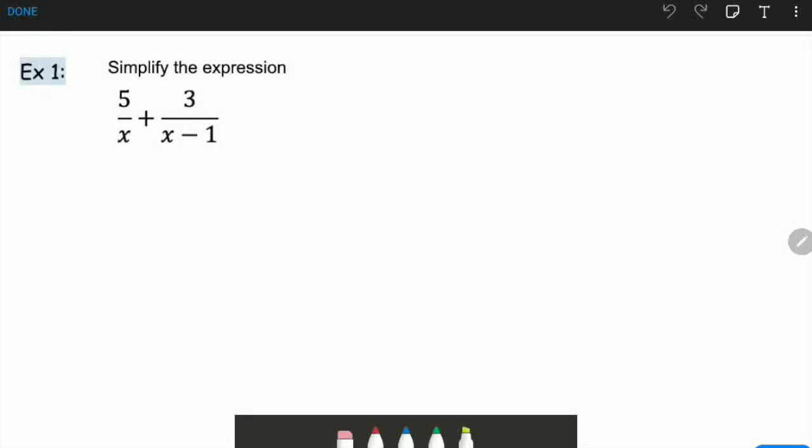Okay, in this example, we're going to be simplifying the expression 5 divided by x plus 3 divided by the difference of x and 1. As we're doing this, we're going to be assuming non-zero denominators, which means we don't have to worry about the restrictions. But the first thing we need to do is find a common denominator.